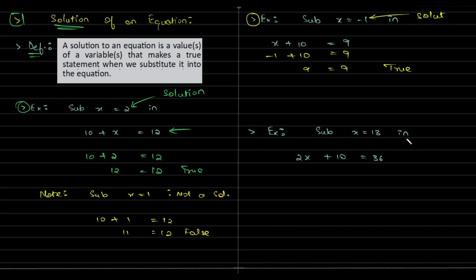Let's substitute x is equal to 13 in this particular expression. Let's see what we get. And I'm equating it to 36. This expression is equated to 36. So 26 plus 10, which is equal to 36. Clearly 36 is equal to 36. This is a true statement, and that's why this is a solution of this particular equation, right? A few more problems. I'll just take a second to show you that.